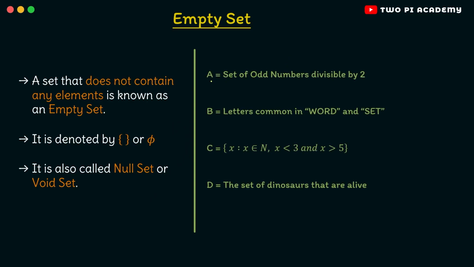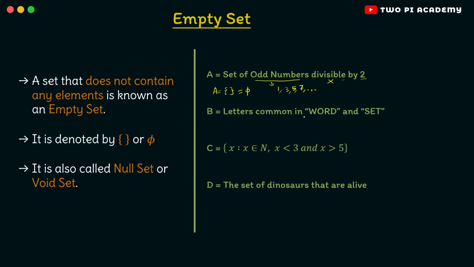So first of all, we have capital A, the set of odd numbers divisible by 2. Now what are odd numbers? Odd numbers will be the numbers 1, 3, 5, 7 and so on, right? Now the definition of odd numbers is that they are not divisible by 2. So the set of odd numbers divisible by 2 will be empty, right? So you can denote that by empty curly braces. So this is the set capital A. It is an empty set because there cannot be any odd numbers that are divisible by 2. Or you can also denote this by the letter phi, as we have said before.